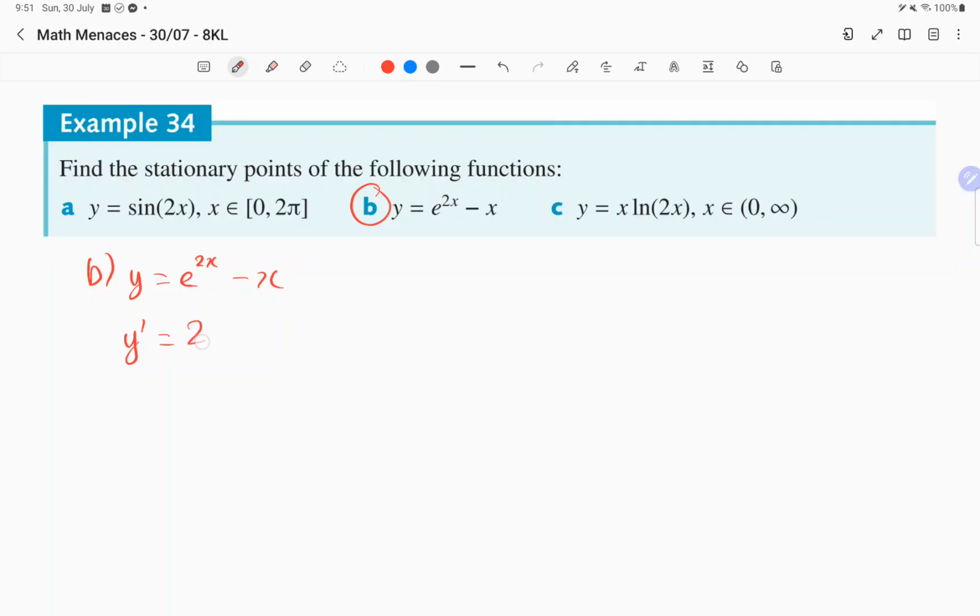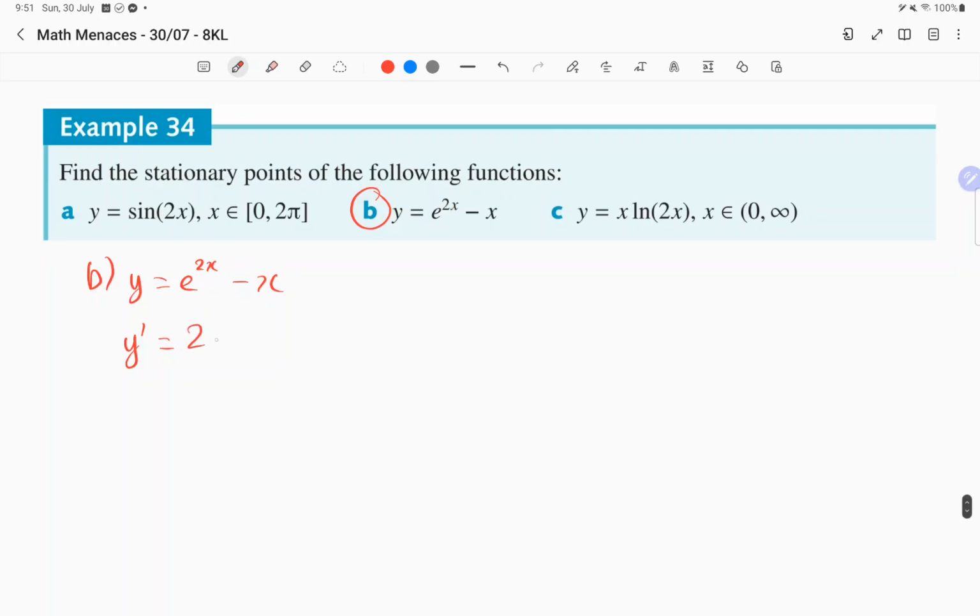2x, no, 2e, 2x. Yep. Minus 1. Very good. Any questions, Sarah? No? Okay. So now we need to solve for this equals to 0.